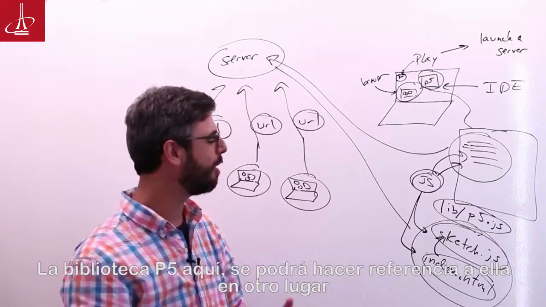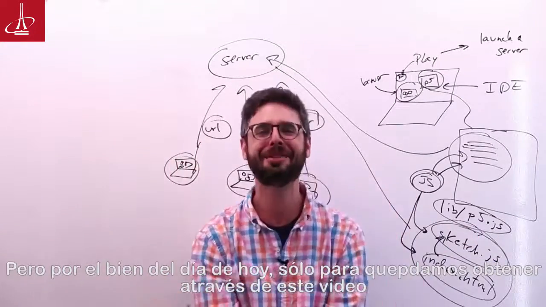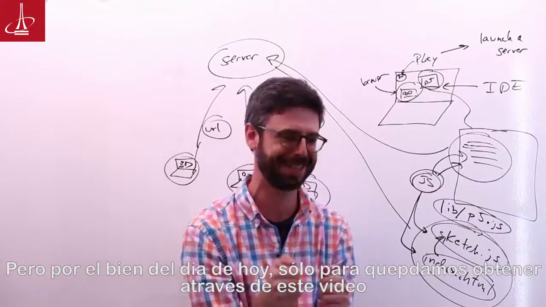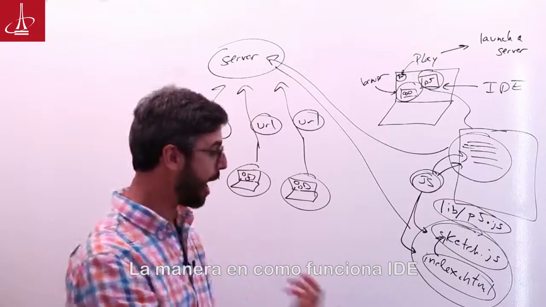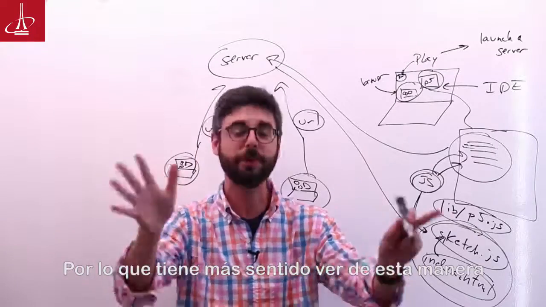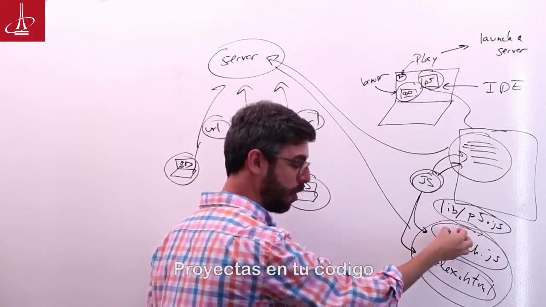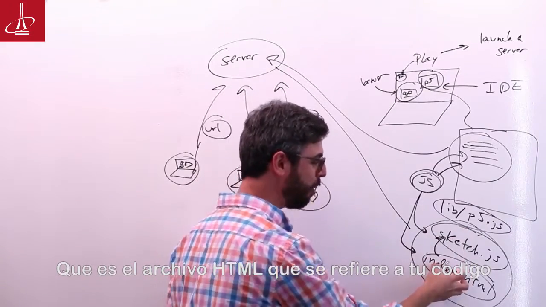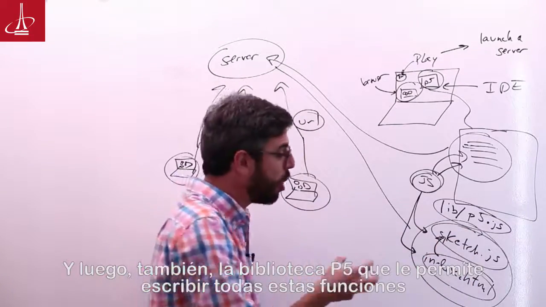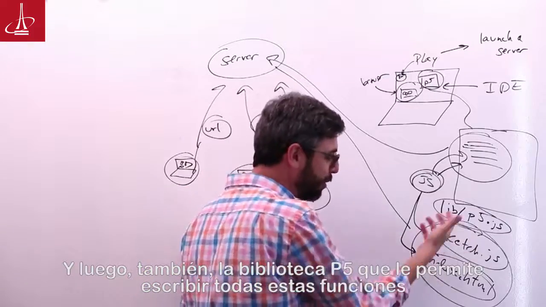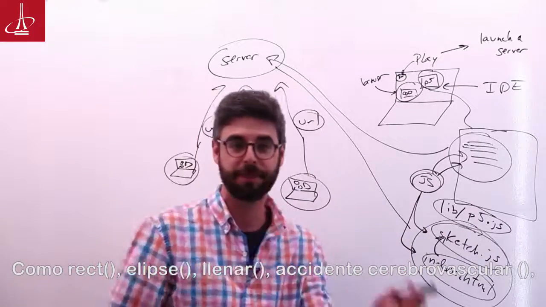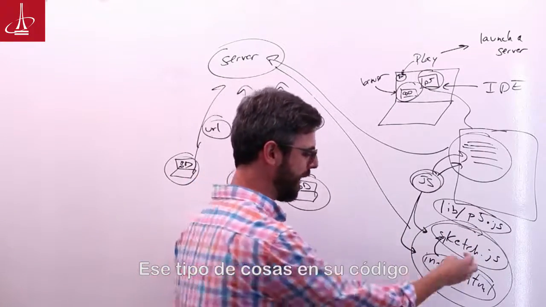You could refer to it from somewhere else. But for the sake of today, just so we can get through this video, this is how the IDE works, so it makes the most sense to just look at it this way. Your project is your code. It's the HTML file which refers to your code, and then also the P5 library, which allows you to write all those functions like rect, ellipse, fill, stroke, that sort of thing in your code.